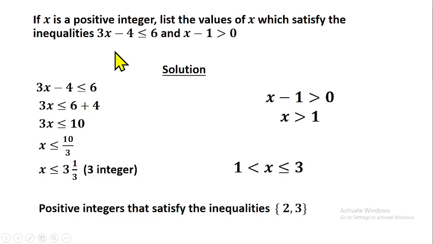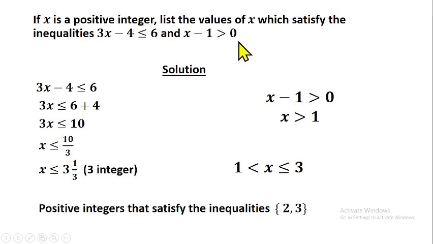Okay, so let's look at this question now. If x is a positive integer, you should know that we have integers. Integers are positive or negative whole numbers. But in this case, they are talking about positive ones, not negative now. So if x in these inequalities is a positive integer, we have to list the values of x which satisfy the inequalities this and this. So we are having two inequalities given to us separately now.